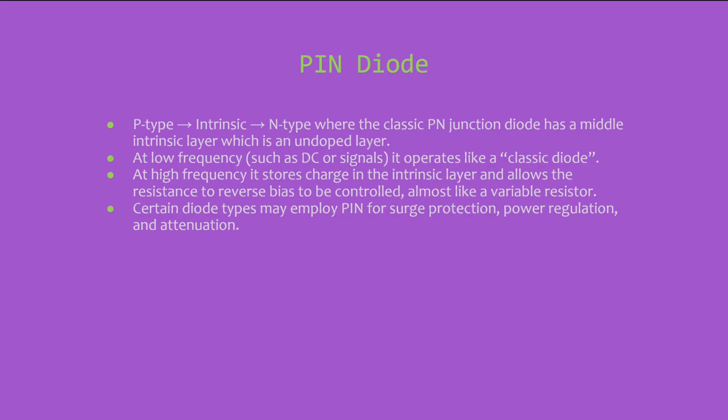Then we have the PIN diode. This means there's p-type and n-type material in the diode, but in this case, there's also an intrinsic layer in the middle, which is an undoped layer. At low frequencies, like DC signals, it works basically like a classic diode, but at high frequencies, it stores a charge in that intrinsic layer and allows the resistance in reverse bias to be controlled, kind of like a variable resistor in a way. Certain diodes might employ PIN for surge protection, power regulation, attenuation.